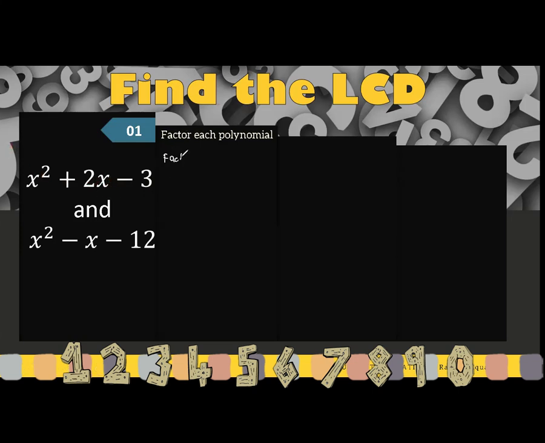So we have to take note of that. We need to factor negative 3, and the two factors will have the sum which is positive 2. Now, let's try to list some of the factors of negative 3. The first factor pair would be negative 3 and positive 1. The other one would be positive 3 and negative 1.